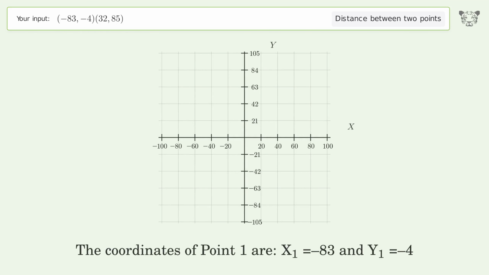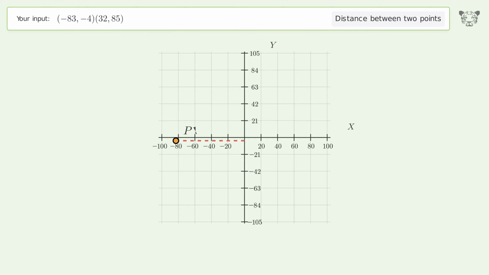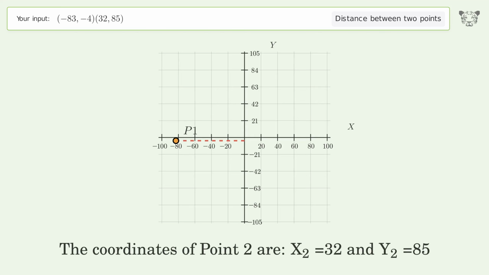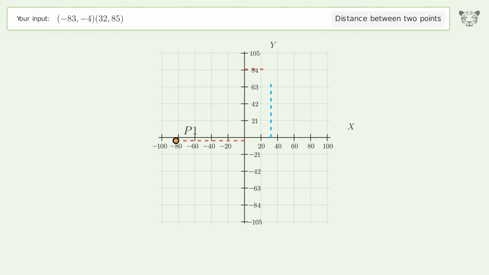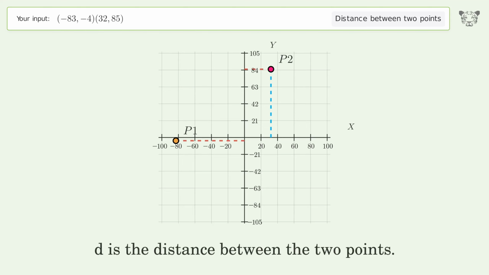The coordinates of point 1 are x1 equals -83 and y1 equals -4. The coordinates of point 2 are x2 equals 32 and y2 equals 85. D is the distance between the 2 points.